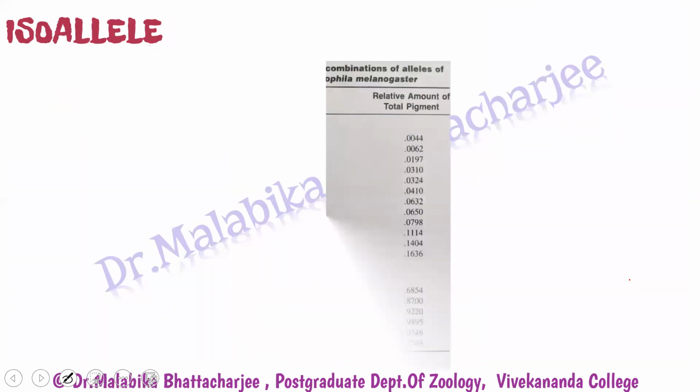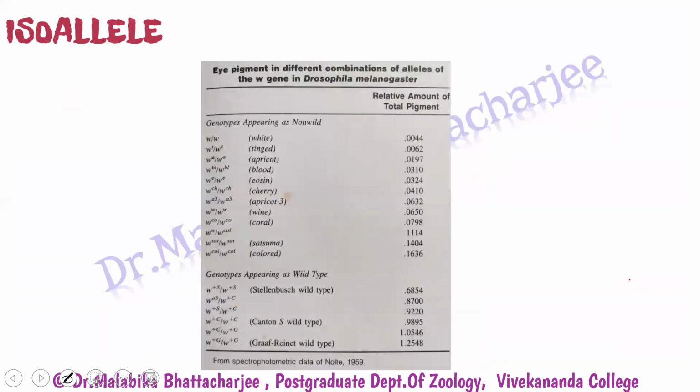And finally, now we move on to another part, that is isoallele. When I'm talking about isoallele, we move on to the eye color of Drosophila. In this example, multiple alleles in Drosophila occur for one gene pair affecting the eye color. Now, the recessive one is w w, white. And the dominant eye color is w plus w plus, that is red. These are the two extremes.